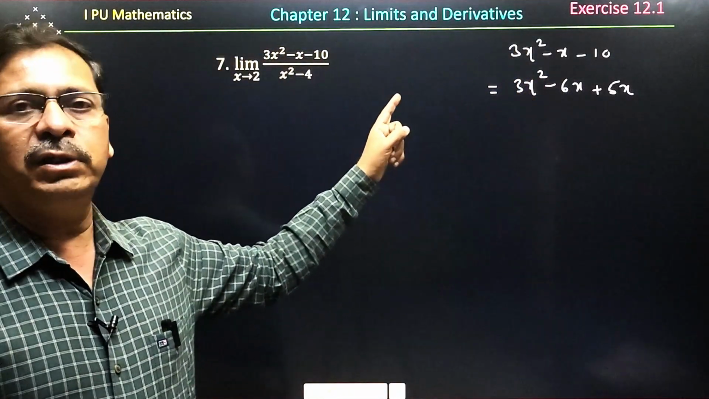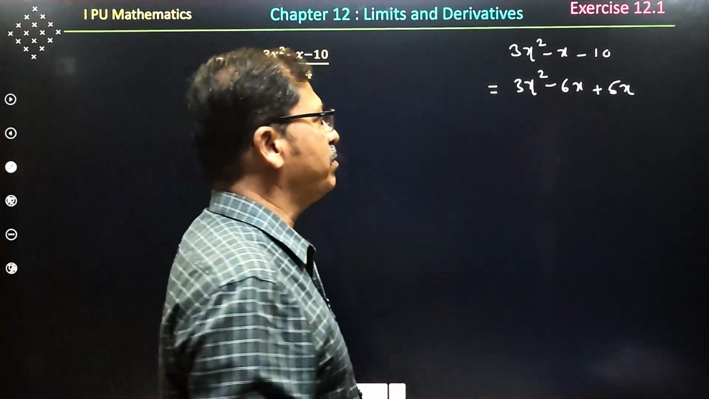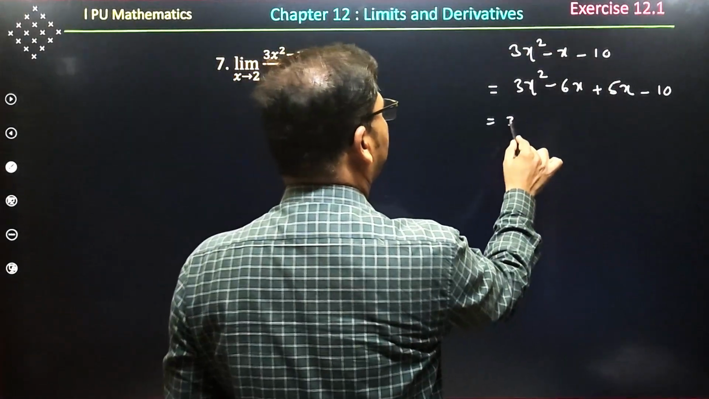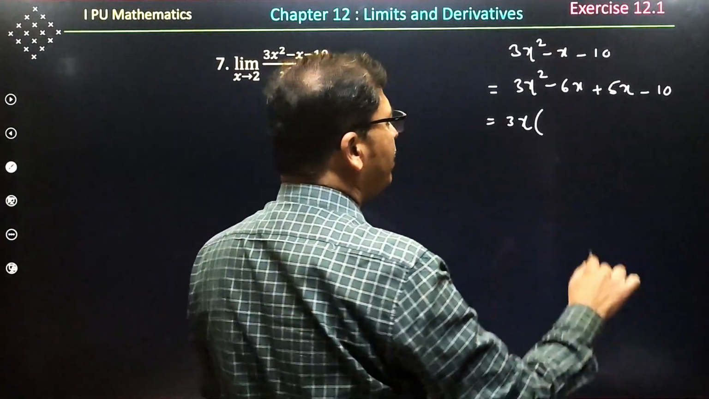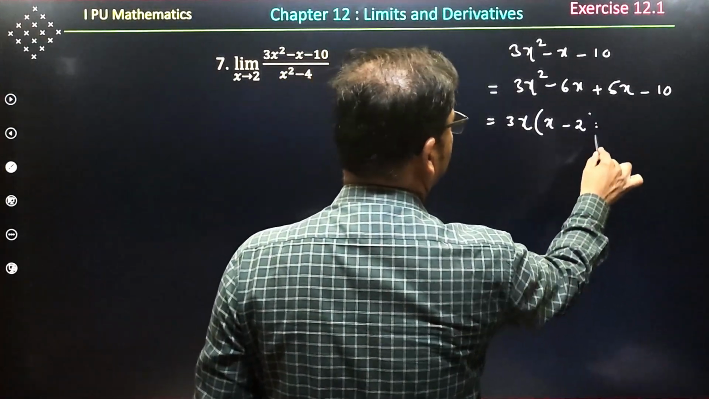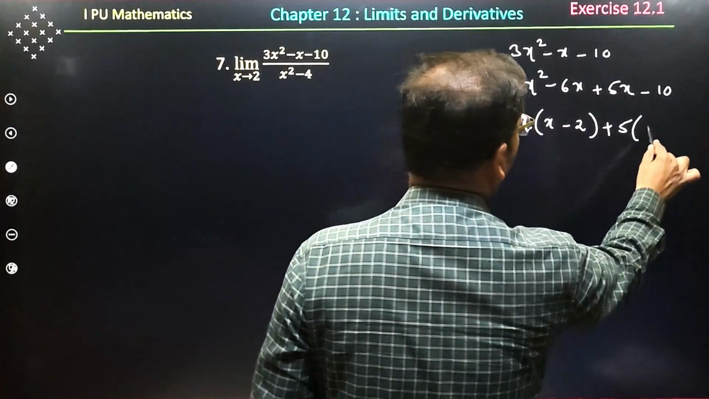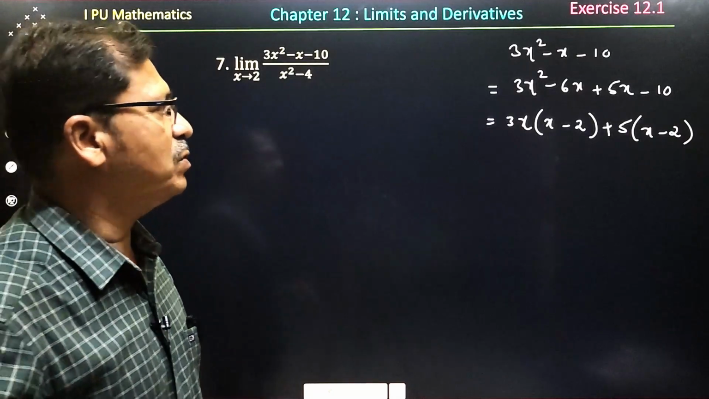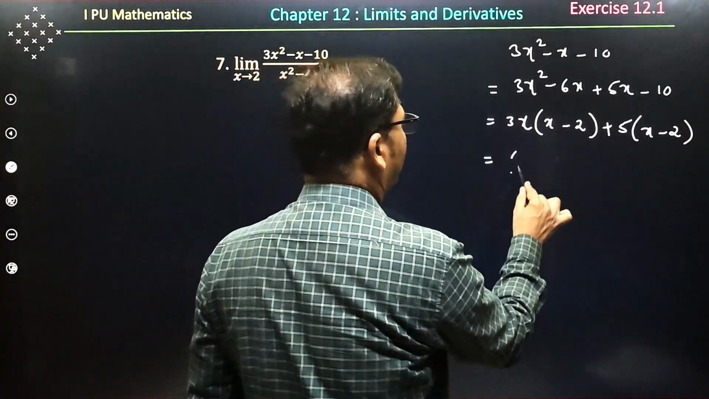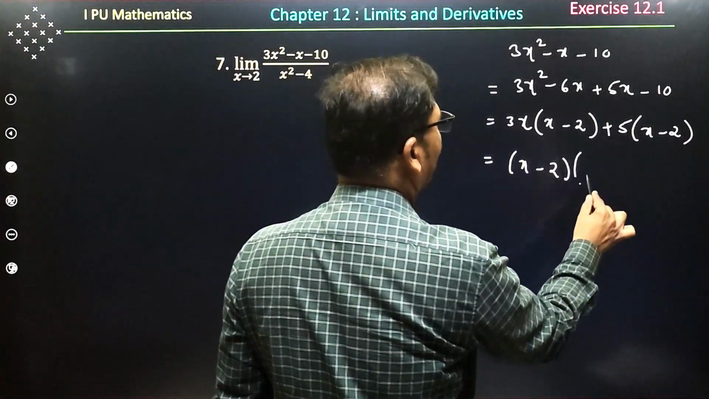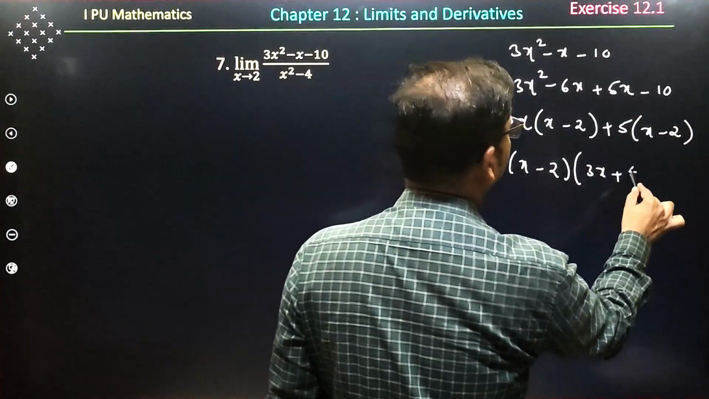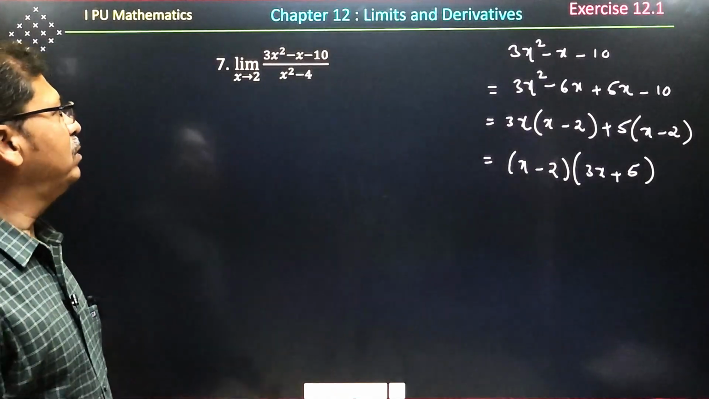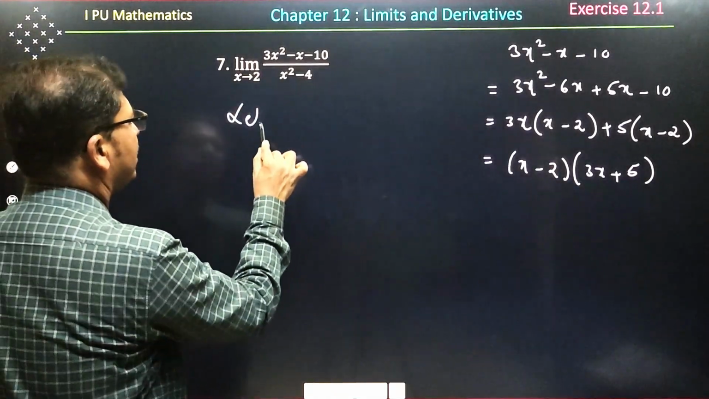And the product is equal to the product of the first and last terms. So write minus 10 as it is. Take 3x common. By taking 3x common, what remains? X remains. Minus 3 twos are 6. X is taken already common. 5 you take common, x minus 2. 5 into bracket x minus 2. So take x minus 2 common. By taking x minus 2 common, it becomes 3x plus 5.